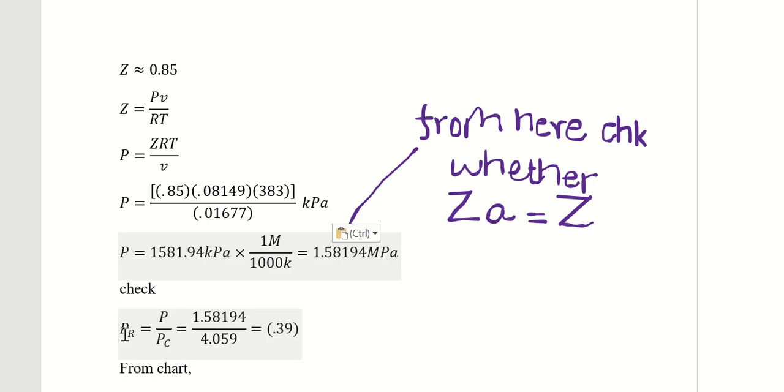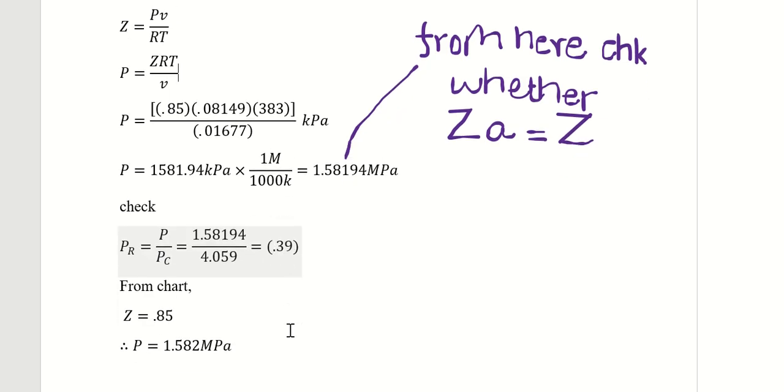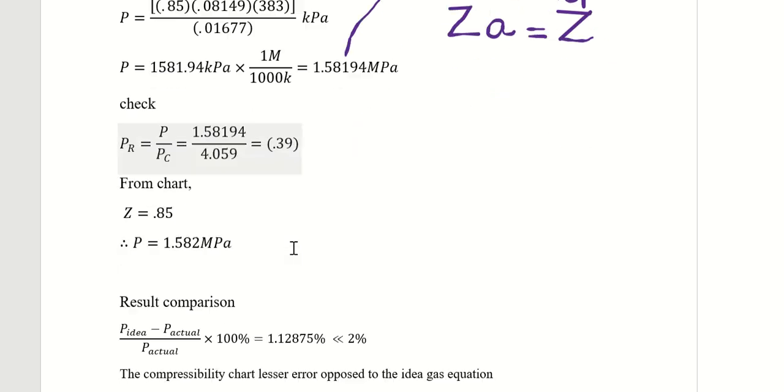Reduced pressure is equal to actual pressure divided by critical pressure. You use the pressure that you've gotten from the assumption, which is right here. You divide by the critical pressure, which we get from table 8.1. We went through how you get it, and we're going to get 0.39. Remember, reduced properties do not have units. So we have 0.39 as the reduced pressure.